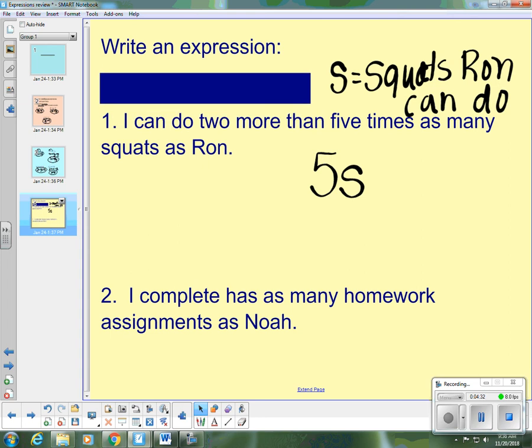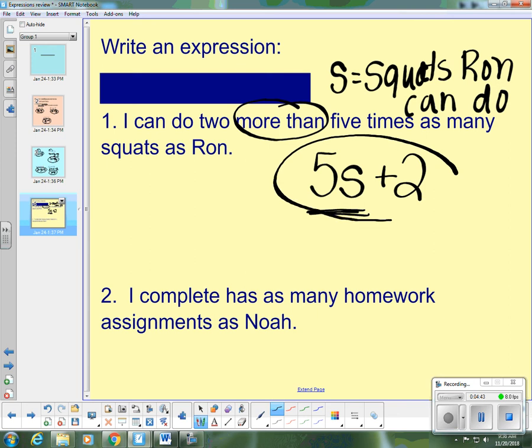2 more than this. Well, more than means I'm going to add, so I need to add 2 onto this expression to give me 5 times S plus 2.